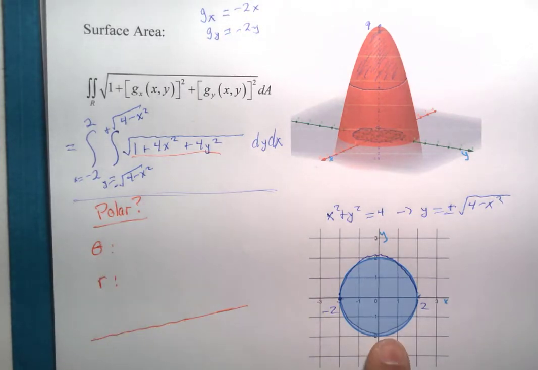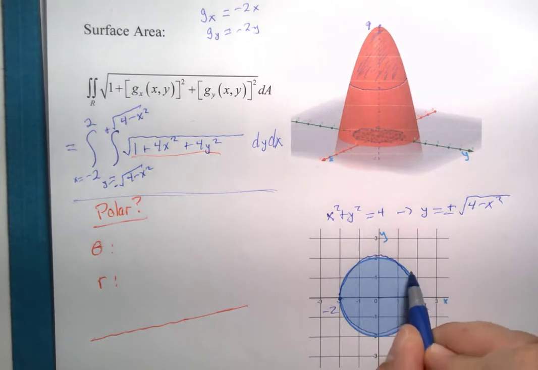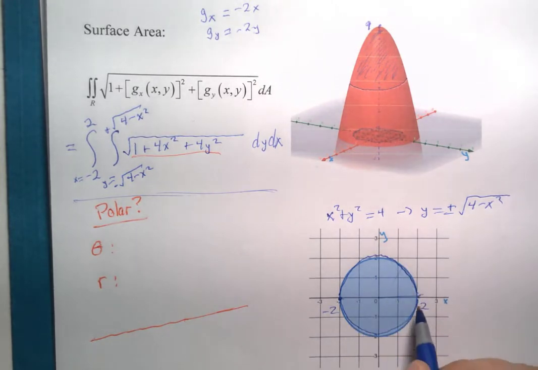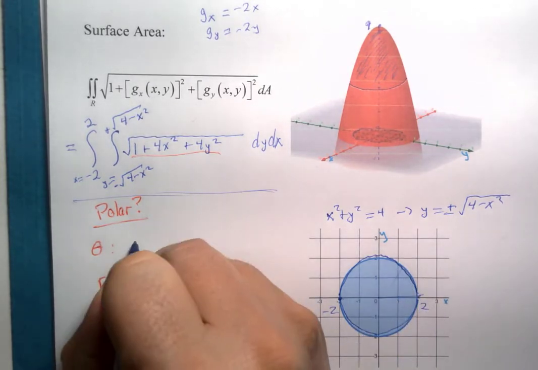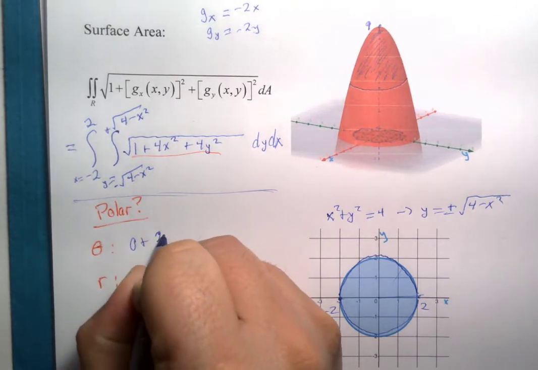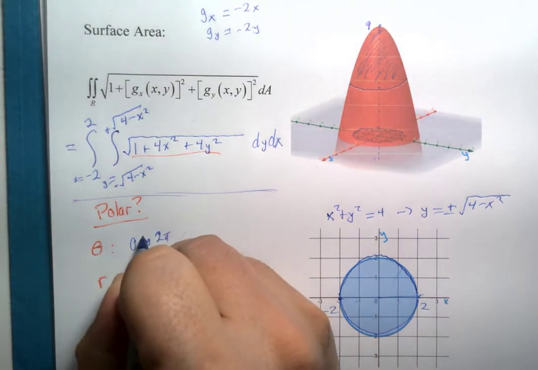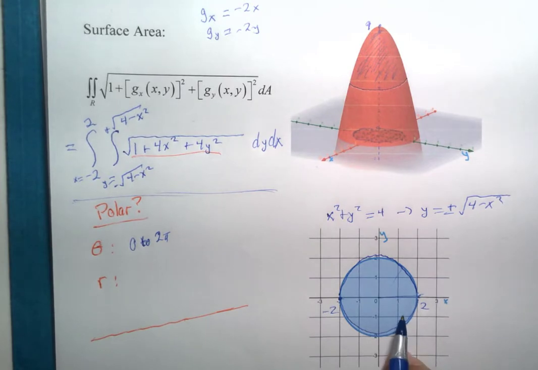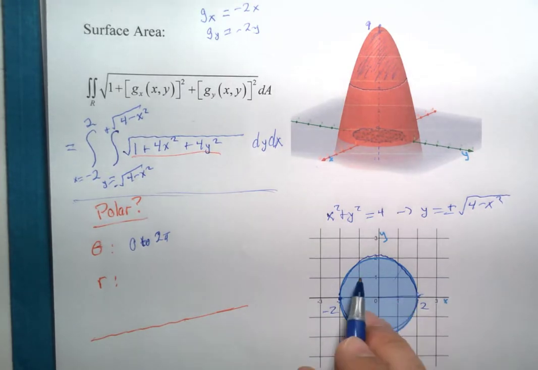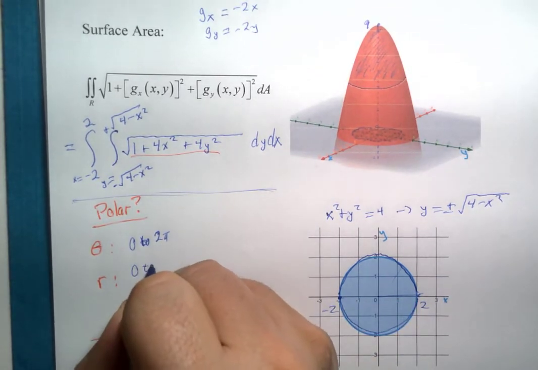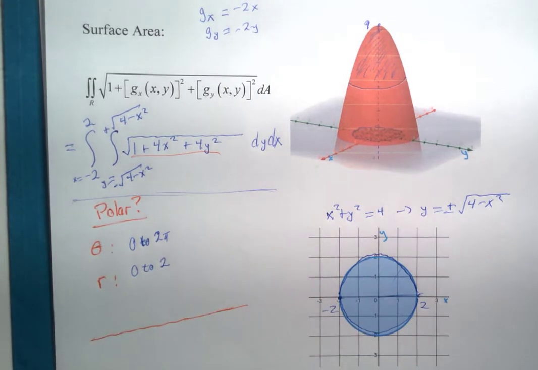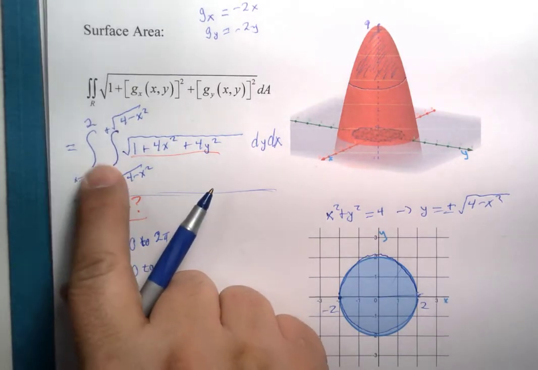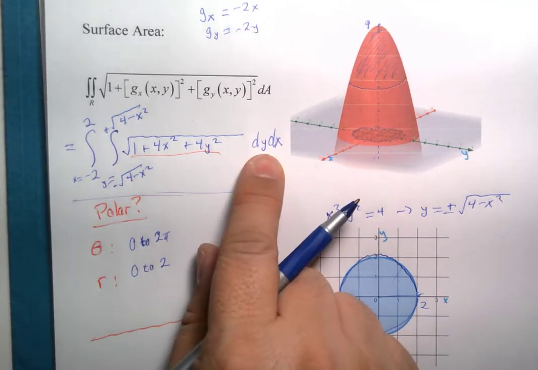Polar: theta from 0 to 2 pi, all the way around, literally the circle. The radius is constant at 2, so 0 to 2. Please recall that if you are dealing with shapes that are circular in nature, polar coordinates give the best boundaries for the region of integration.